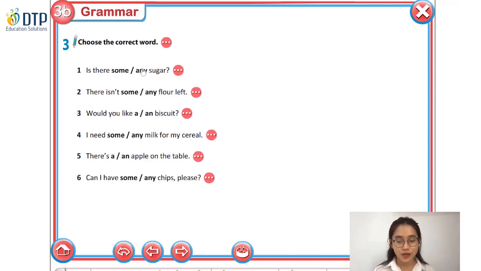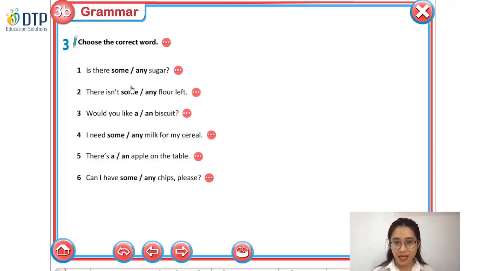Now in this exercise, you will choose the correct word to complete the whole sentence for me. Ở trong bài tập này, các bạn sẽ chọn ra từ thích hợp để hoàn thành câu cho cô nhé. For example, is there some or any sugar? So you have to choose whether some or any is the correct answer. Rồi vậy thì trong câu ví dụ 1 này thì chúng ta cần phải chọn ra some hay là any thì mới là từ thích hợp để điền vào chỗ trống.